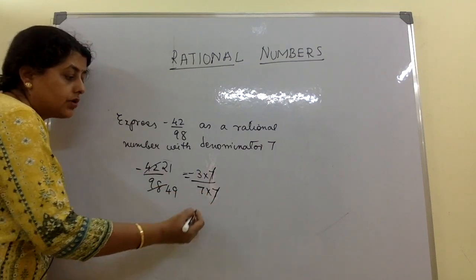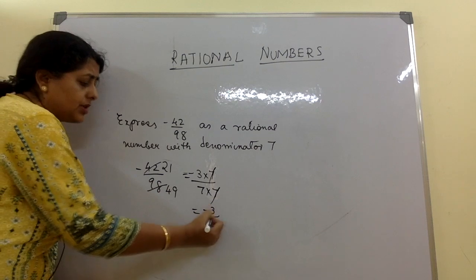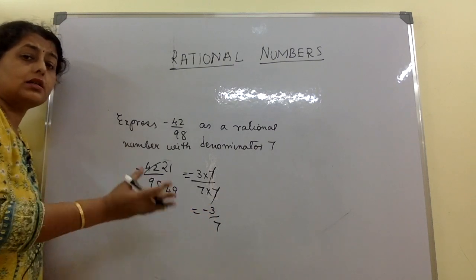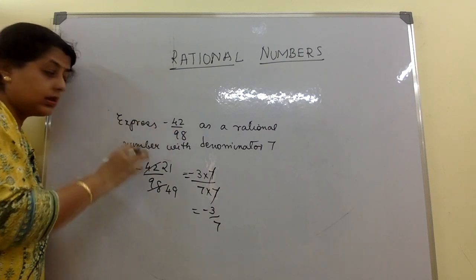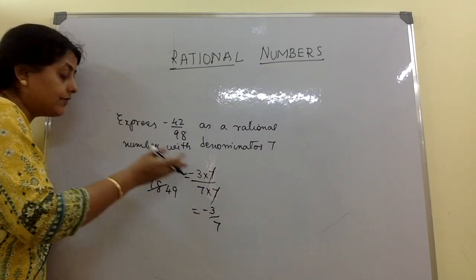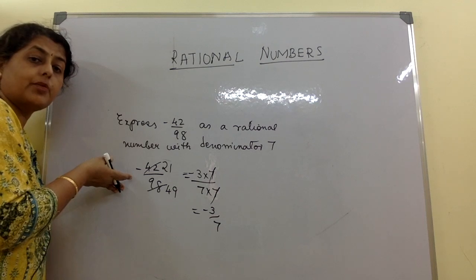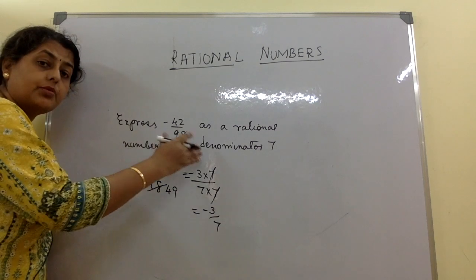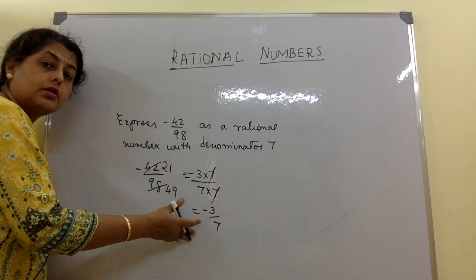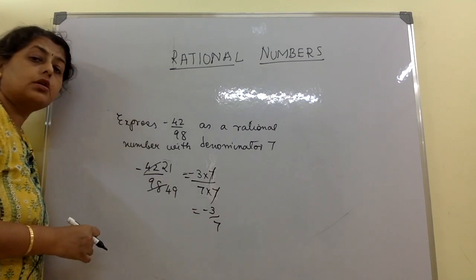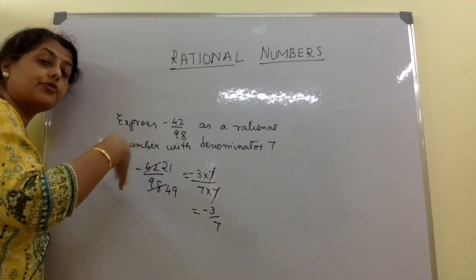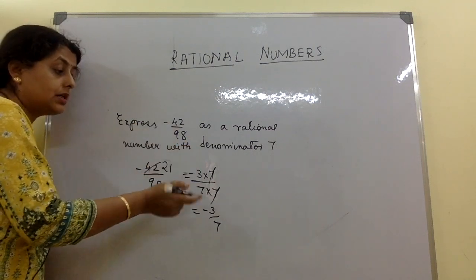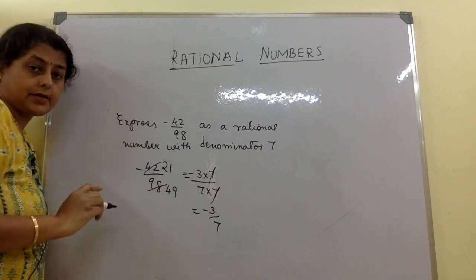See, 7 and 7 go. So we are getting nothing but an equivalent fraction. This is nothing but the reverse of what we did earlier. Earlier we started with minus 3 by 5 and reached a number with a particular denominator. Here we are starting with a big number and reaching a number with denominator 7. So here we have to reduce. There we had to multiply. Here we have to reduce by one common factor.